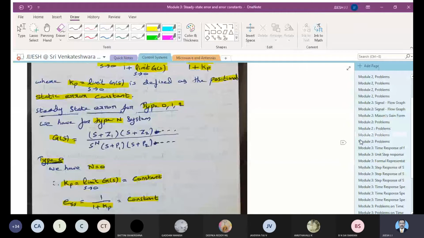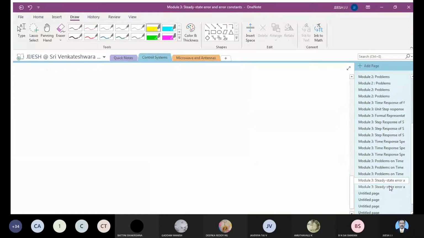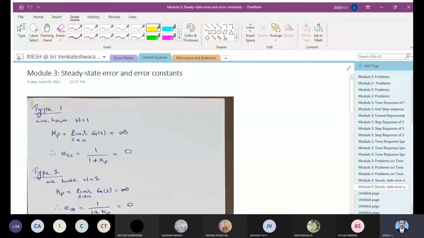Type 0 is over. Now we'll go with the type 1 system. So when it is type 1, n will become 1. And here the equation is Kp = limit of G(s) as s tends to 0. But there it is constant. When you do it for the type 1 system, Kp will be infinity.